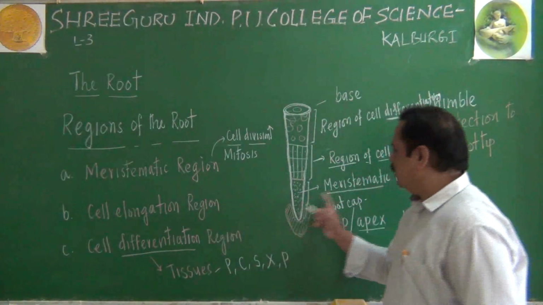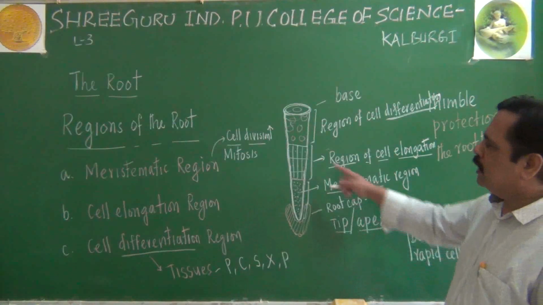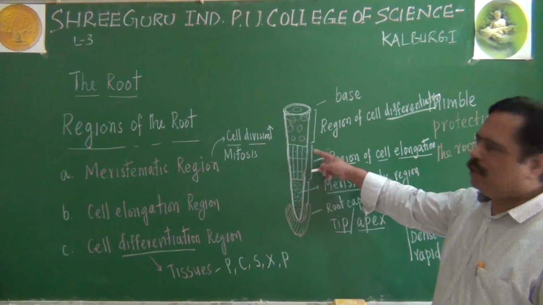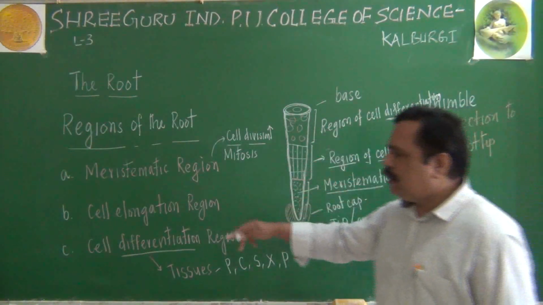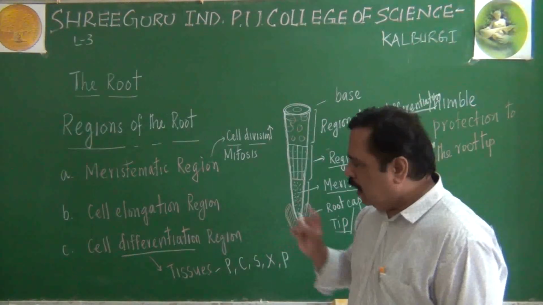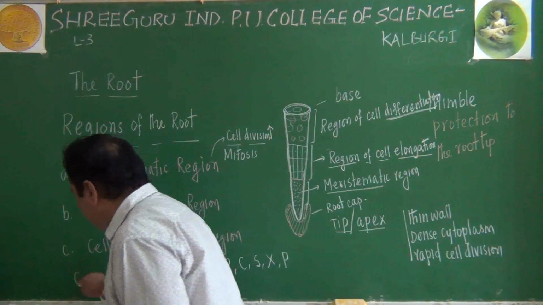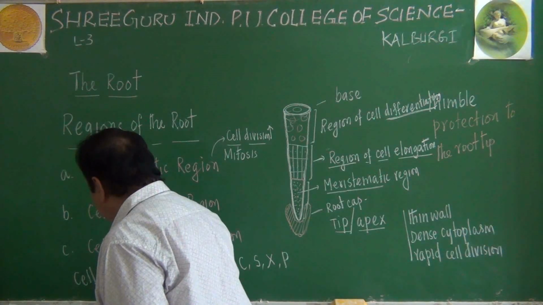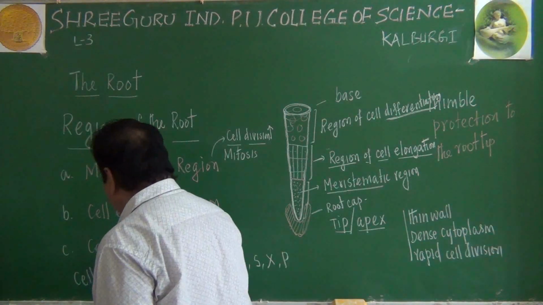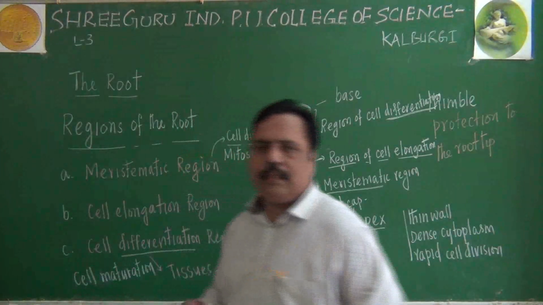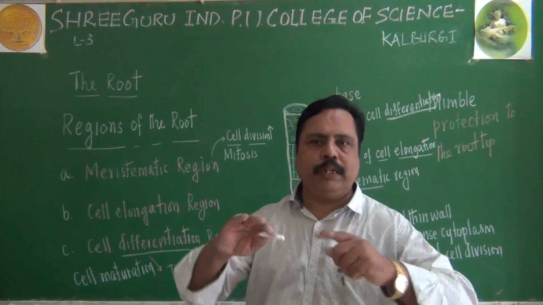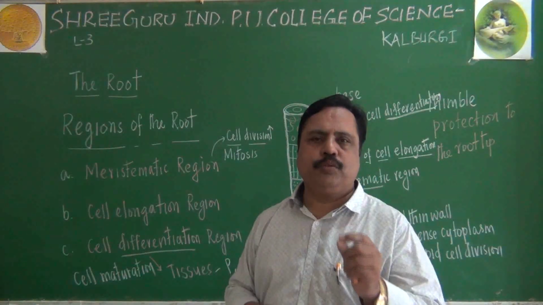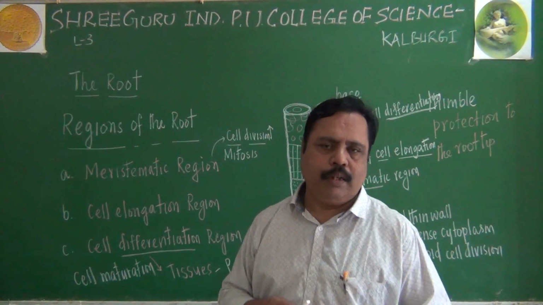First thing is cell division. Second one is cell elongation. Third one is cell differentiation. Or otherwise, this region can be known as the cell maturation region. So the meristematic cells will become permanent tissues of the plant body here.